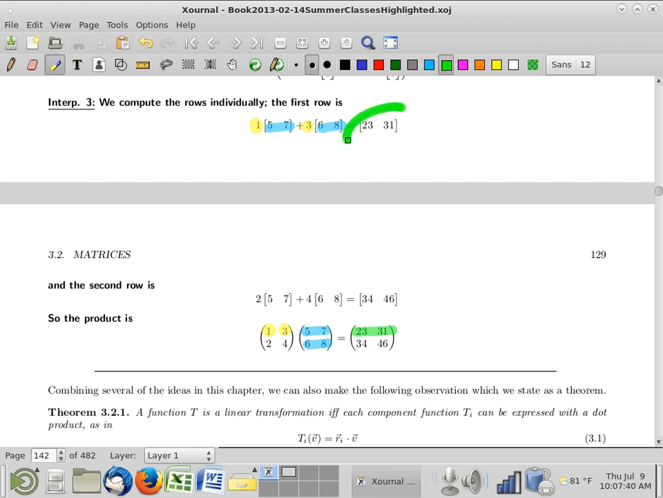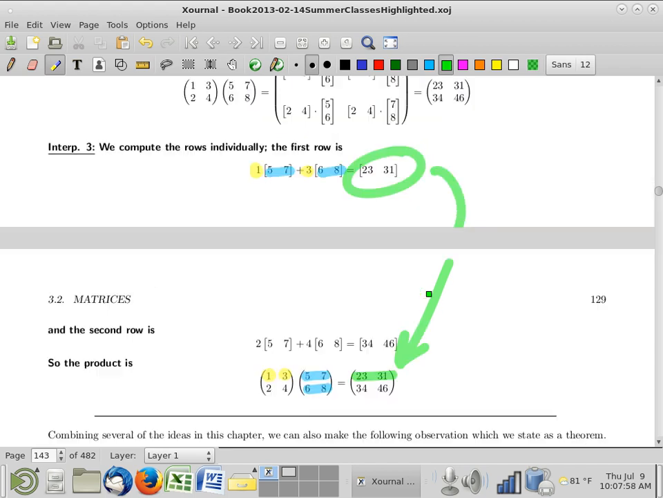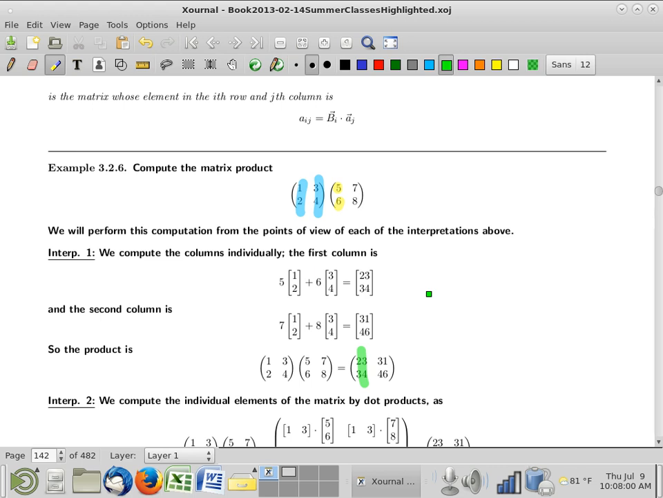So that is another way to get the product, not one column at a time, not one entry at a time, but one row at a time. You do have to keep straight which way it goes. If you're computing rows, you're looking at linear combinations of the rows of the right matrix. If you're doing it one column at a time, you're taking linear combinations of the columns of the left matrix. So make sure to get it straight.